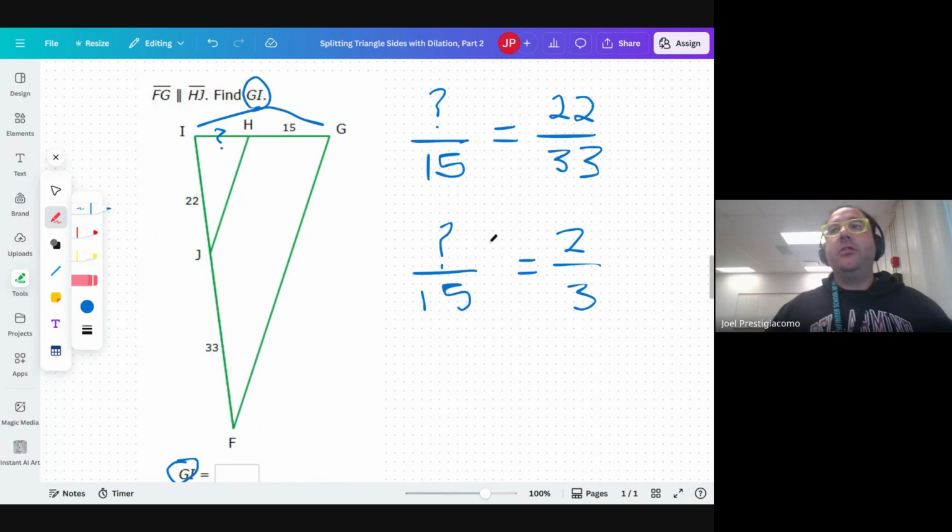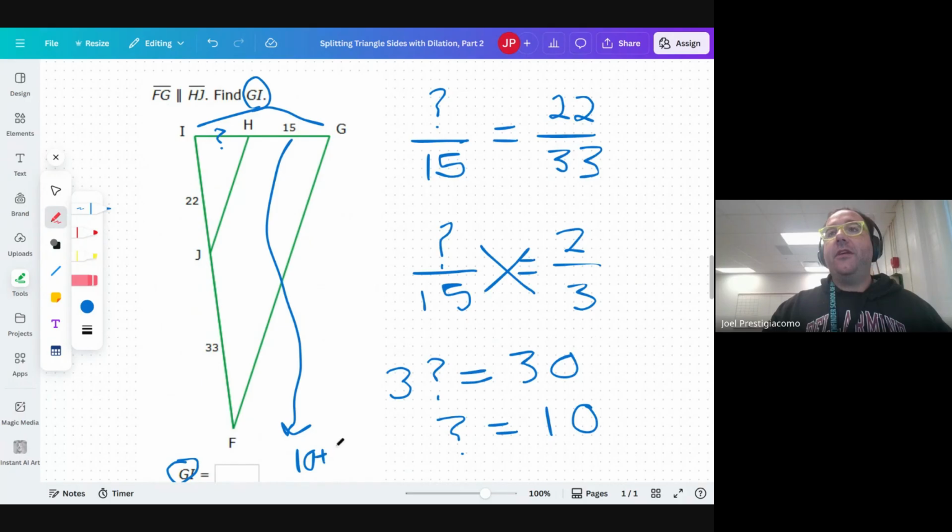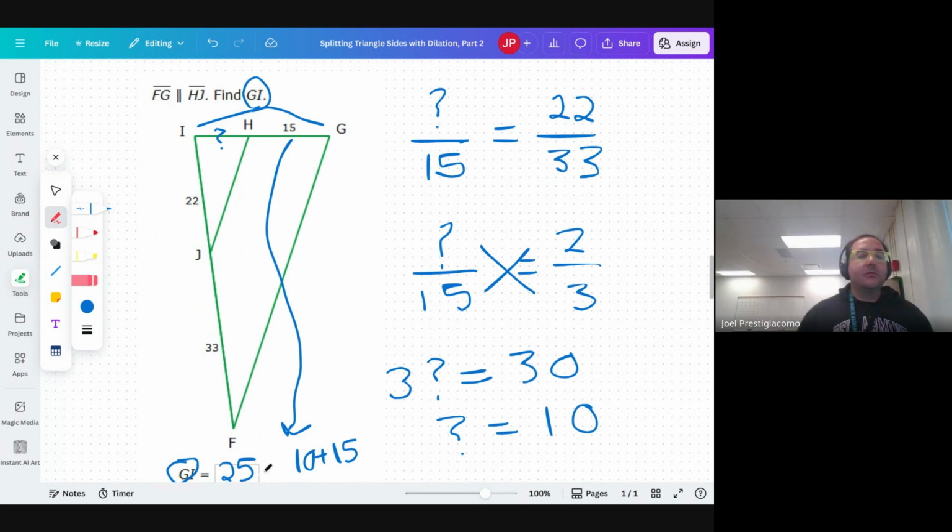And so if you did cross multiplication here, you would get 3 question marks is equal to 2 times 15, which is 30. And you get that the unknown is 10 by dividing by 3. Now, this isn't the end. We still have to consider that it's going to be 10 plus 15. This is what adds a little complication here. Because we're looking for GI, the entire length, we have to take this unknown piece like we solved for in the first problem and realize, hey, I just need to add on that extra piece to get the whole thing.